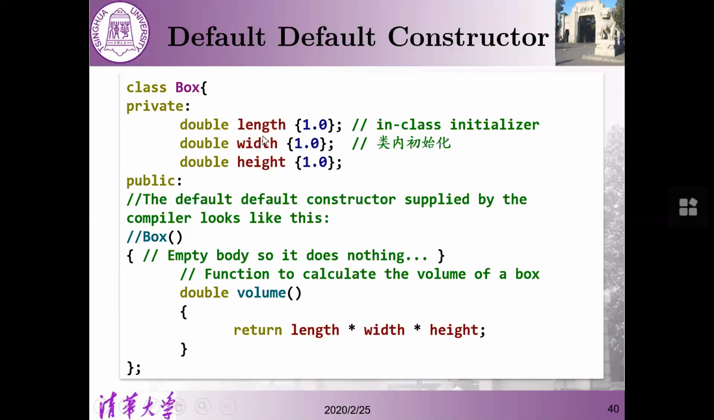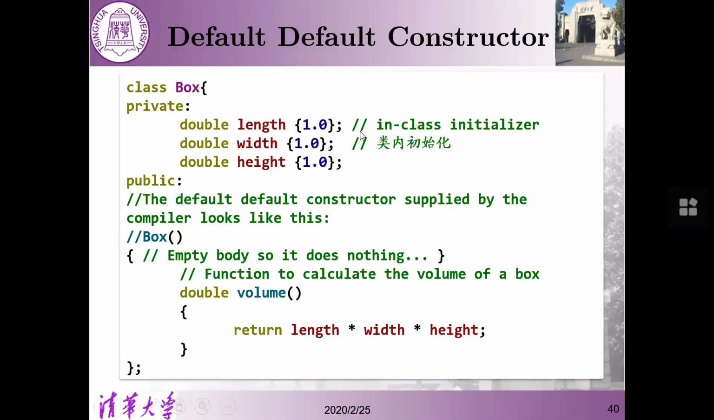This can be used with the default constructor, because the default constructor generated by the compiler has no arguments, no function body, nothing inside. So the compiler-generated constructor does nothing, right? Just to guarantee that there is a constructor, so that an object can be created.